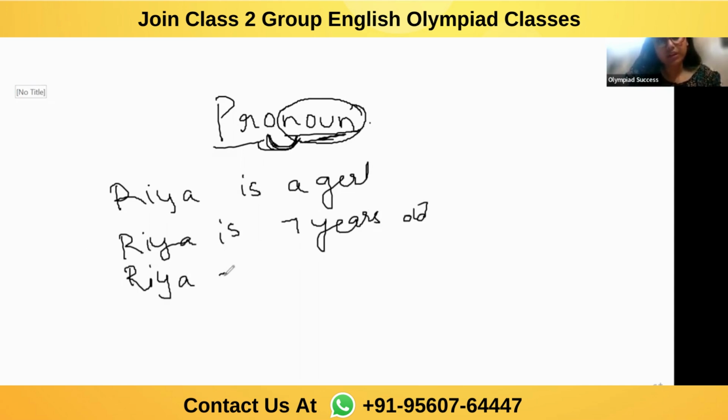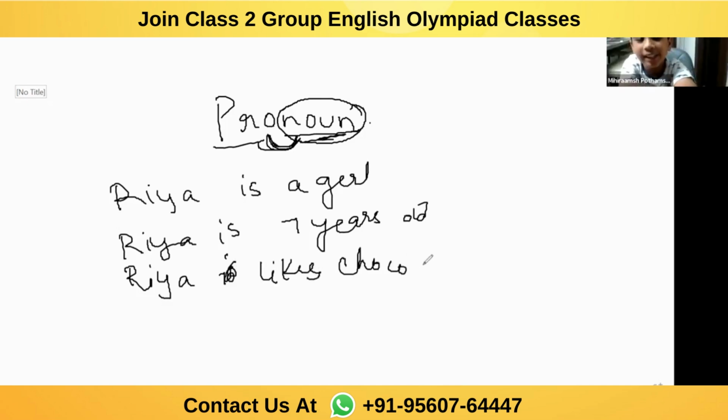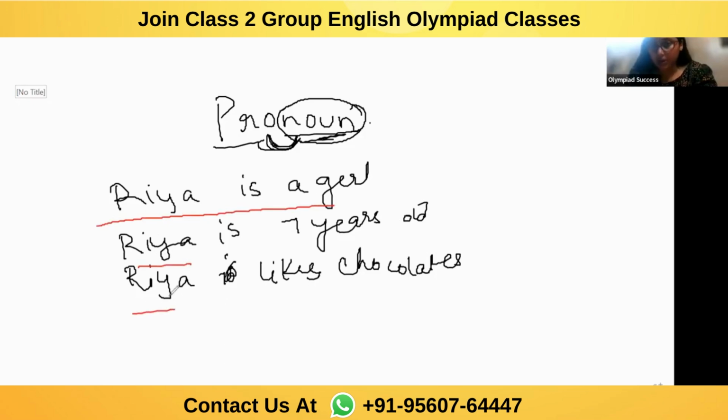Ria likes chocolate. We don't need to write Ria like that. We should write she. Ria is a girl. She is 7 years old. She likes chocolates, like that. We know that we are speaking about Ria.